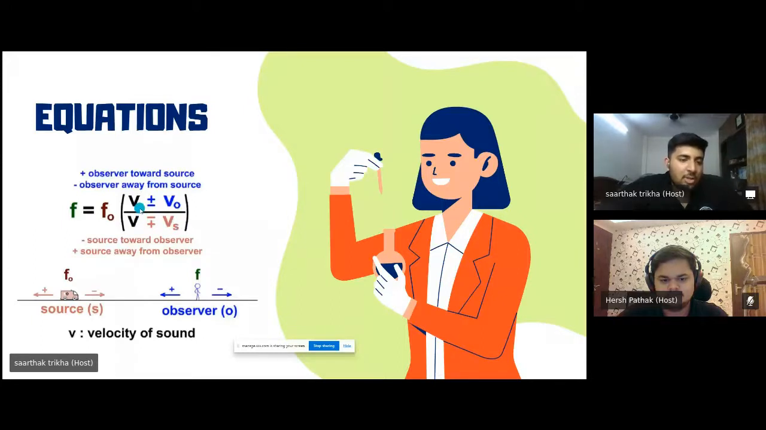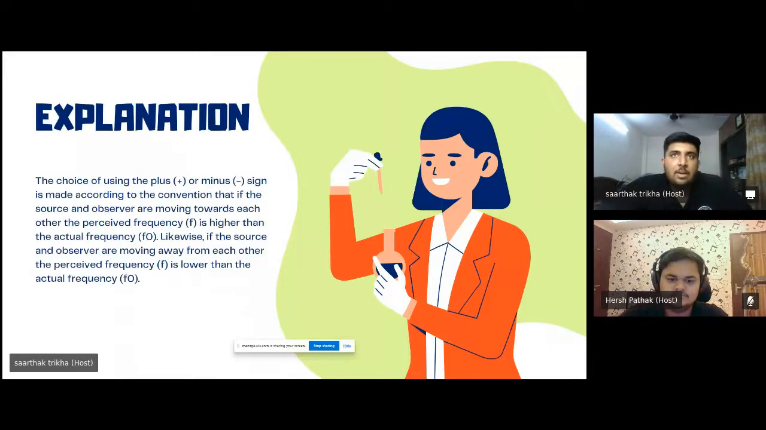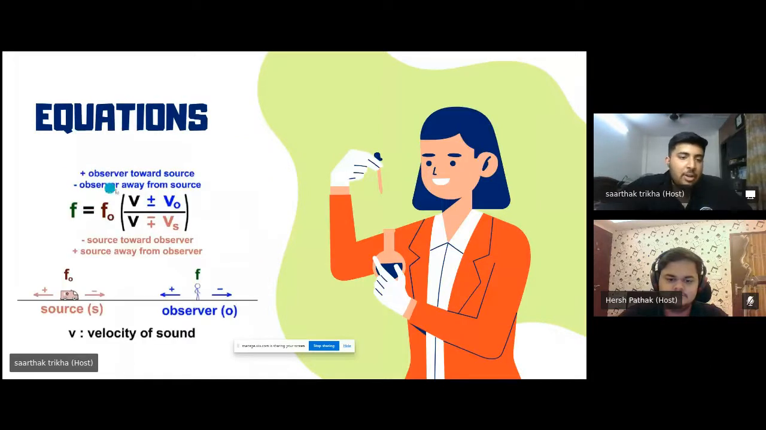You can see that V is the velocity of sound here, or if you are talking about light waves, it can be the speed of light, plus minus the speed of the observer, upon the speed of sound minus plus the speed of the source. So how do we judge the plus and minus signs? Basically, if you are facing an upward shift, you will be using the signs plus minus, while if you are facing a downward shift, you will be using the signs minus plus.